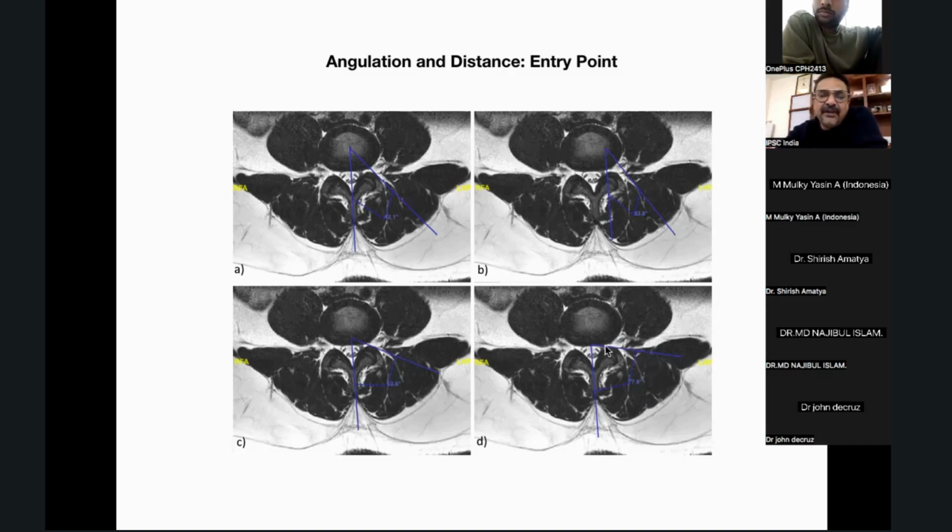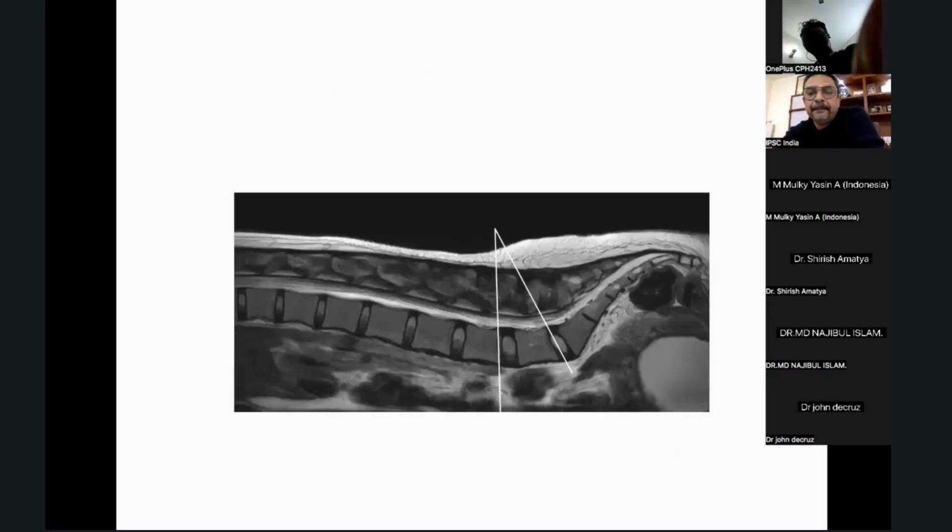There are different techniques. One is this, where we can identify the angulation. Angulation is difficult to see because we must remember that all these MRIs are taken in the supine position, and when the patient is in the OT on the table, they are prone. So that also makes some variation in the muscle mass and the trajectory. This is the angulation we can see on MRI. We can identify what angulation we can go for at what level of the disc.